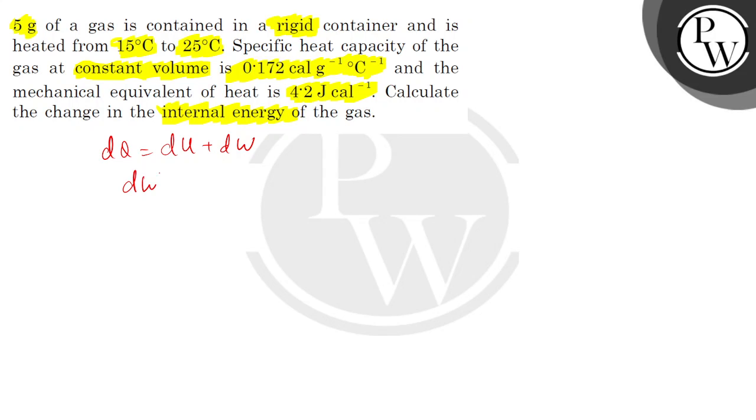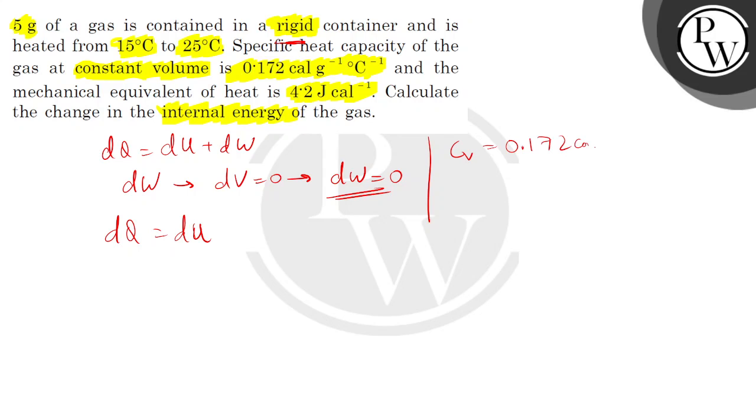In that dW, since dV is equal to 0 because it's a rigid container, we can say that dW is going to be equal to 0. Now since dW is equal to 0, dQ is nothing but equal to dU. It's been given that Cv, the specific heat at constant volume, is 0.172 calorie gram inverse degree Celsius inverse. So using dQ is equal to dU, we know the formula for dU. dU is nothing but m s delta T for a given process.